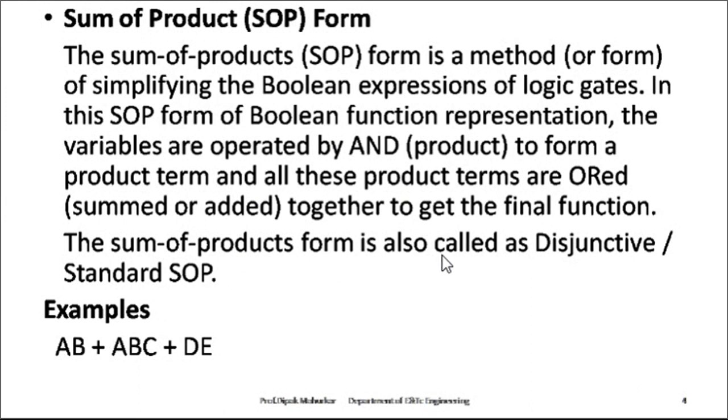The sum of product form is also called disjunctive standard SOP form. See, these are the examples. From that one it will be clear. See, A into B. Here is the AND operation. A and B is an ANDing operation. And A, B into C. These are again AND. Then both ANDing operations will be combined with the plus sign, means OR operation. These are the examples. Sum of product is like this one. Product term plus another product term plus another product term, like this one.